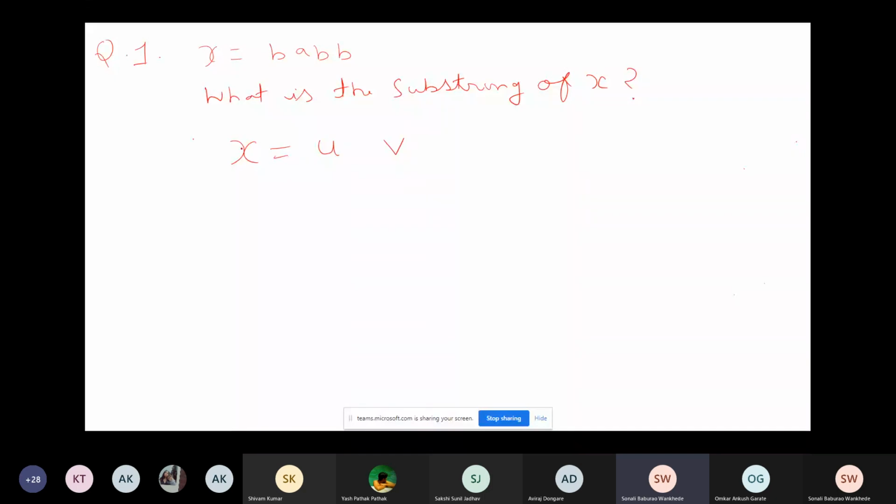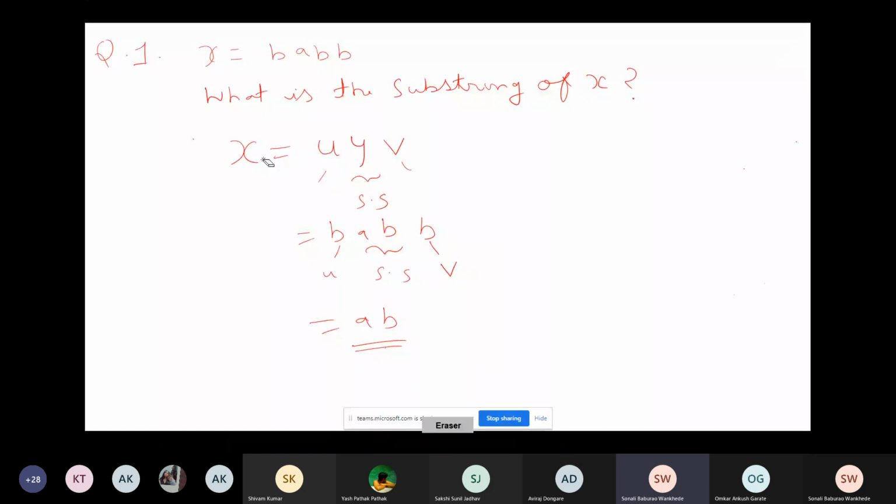Now check here. The value of x is given here and we are supposed to find the substring of x. So here it will be in this form, u y v. U and v are the strings, whereas y is a substring. Now our expression is b, a, b, b, and it is of this form. My u will be b, my value of v will be b, and my substring is ab. So over here the answer is ab. Getting it? The answer is ab. This is our solution.